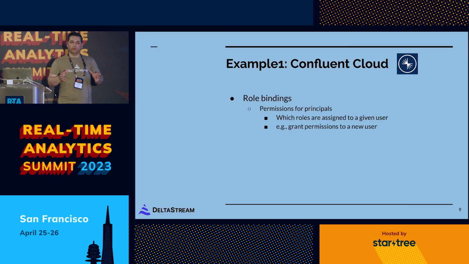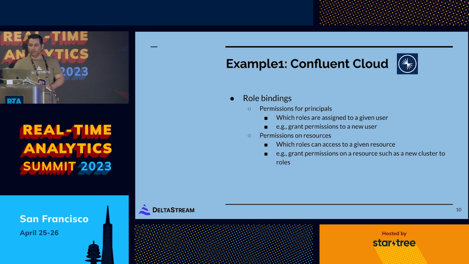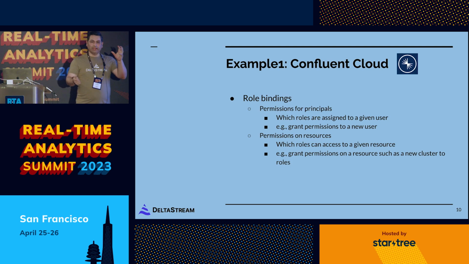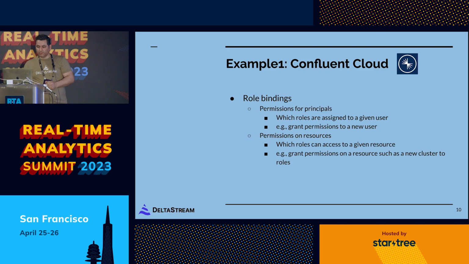Once you have roles and you have resources, you will be able to bind these roles to users, and also bind permissions to your resources. So permissions for principals; principals are your users. You will be able to say that a specific user has this role, and that user will be able to do all of the things, or privileges, that role has. And from the resource point of view, you can say which role can access the given resource. For instance, if you have a Kafka cluster, you can say that only these roles have access to this Kafka cluster, and so forth. So you have two ways of looking at this role binding.